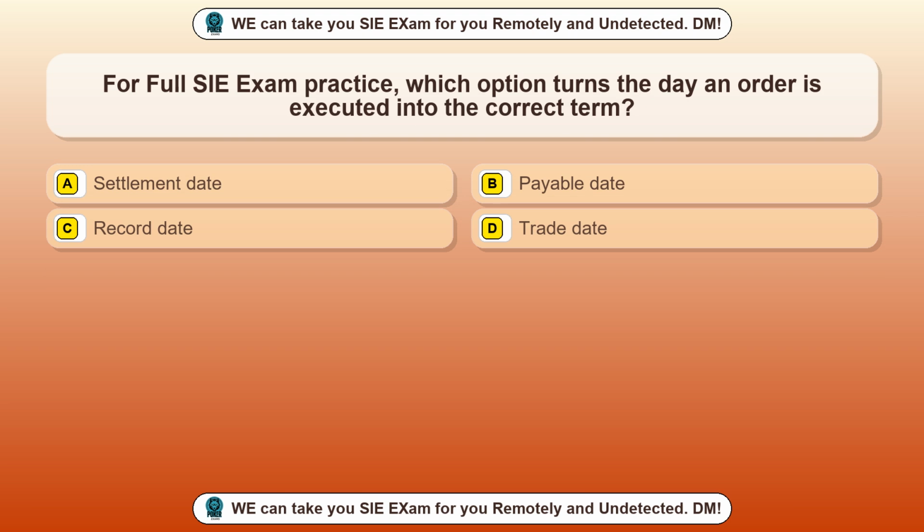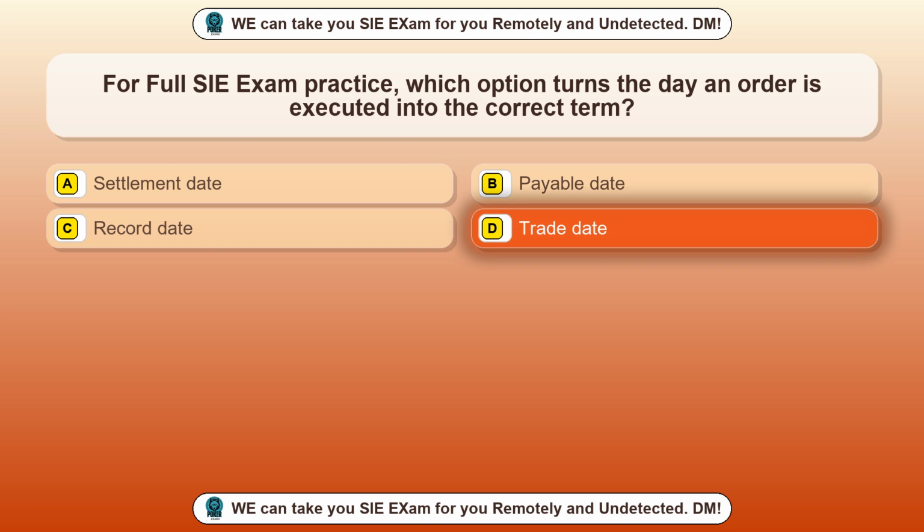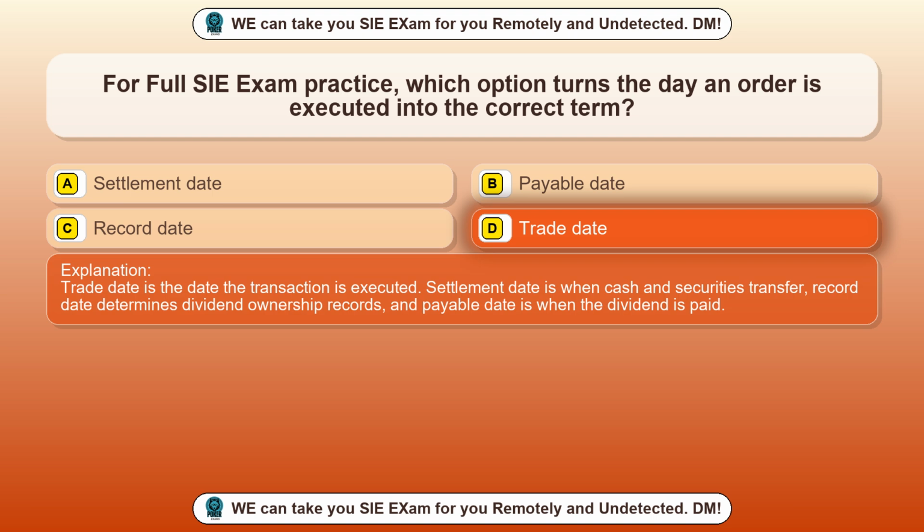Question 79. For full SIE exam practice, which option turns the day an order is executed into the correct term? Option A, settlement date. Option B, payable date. Option C, record date. Option D, trade date. The correct answer is option D, trade date. Trade date is the date the transaction is executed. Settlement date is when cash and securities transfer. Record date determines dividend ownership records, and payable date is when the dividend is paid.